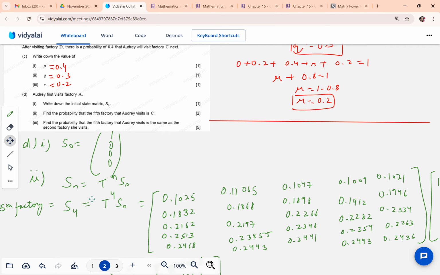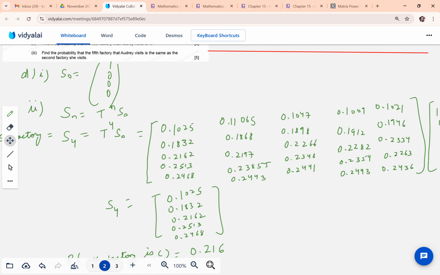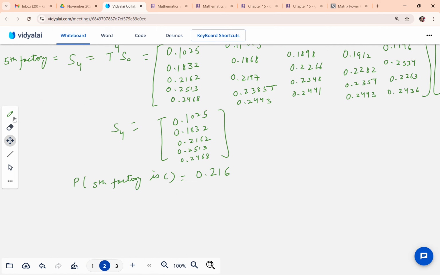Clear? Okay, now the third part is to find the probability that the fifth factory that Audrey visits is the same as the second factory that she visits. So we have already found S4 for the fifth visit. For the third part we would require both the fifth visit and the second visit. For the second visit I will find S1 basically.